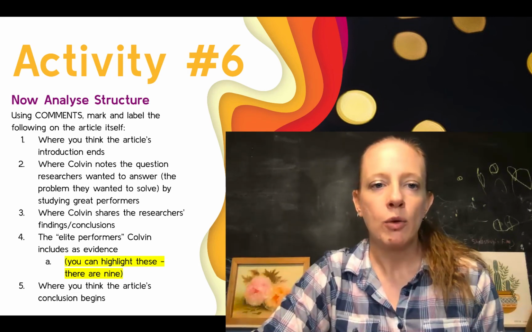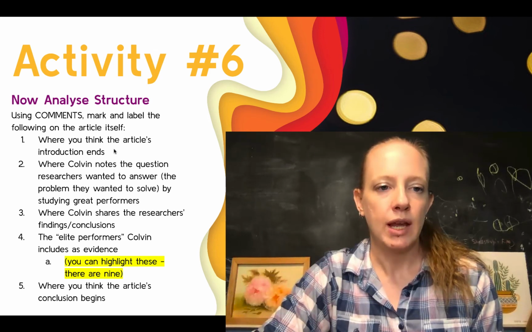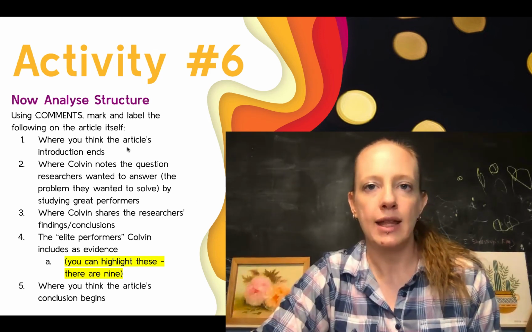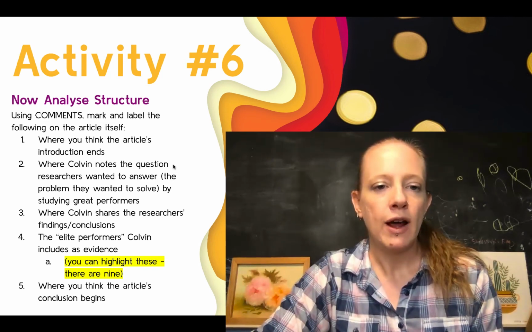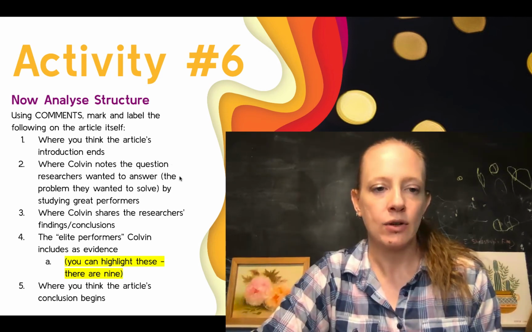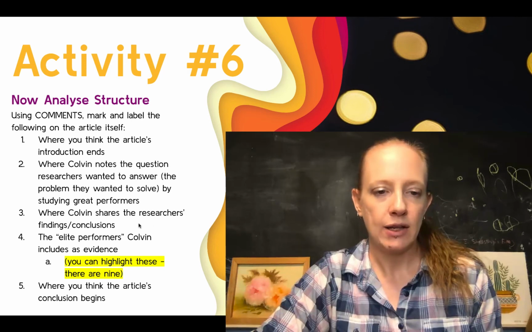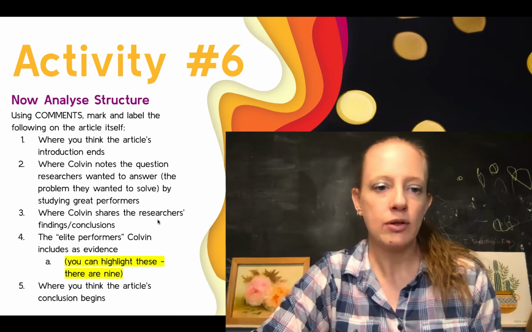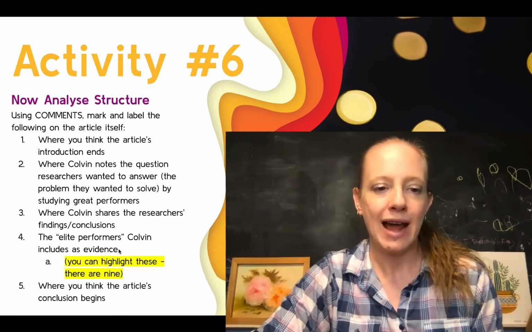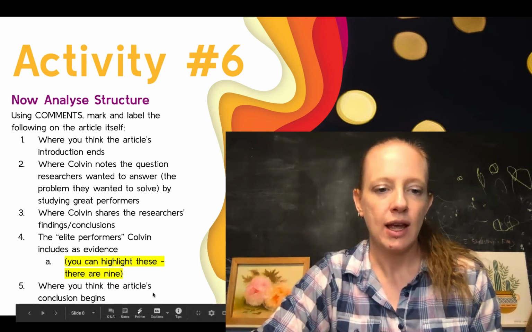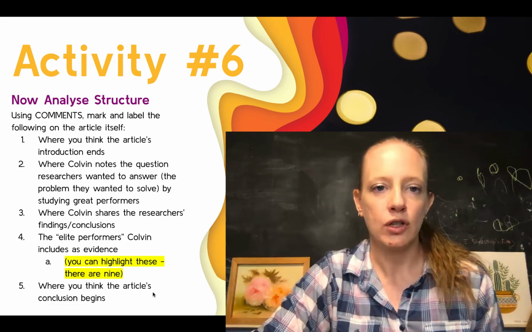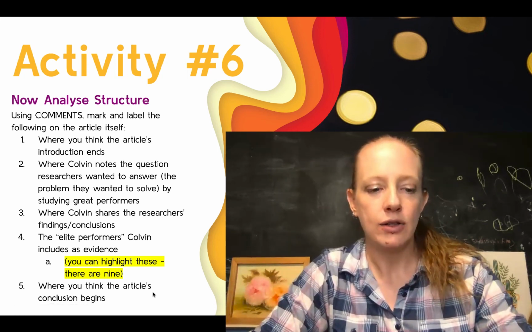So today you're going to mark where those parts are. One of them, the introduction, you're going to mark where you think that ends. So which paragraph ends the introduction. Then you're going to find the question that researchers wanted to answer or the problem they wanted to solve by studying those great performers we read about. Where he shares their findings or conclusions about great performers. And then who they use as evidence, so which people, there are 9 of them, you're going to highlight those. And finally, where the article's conclusion begins. So let's take a look at how to do this.